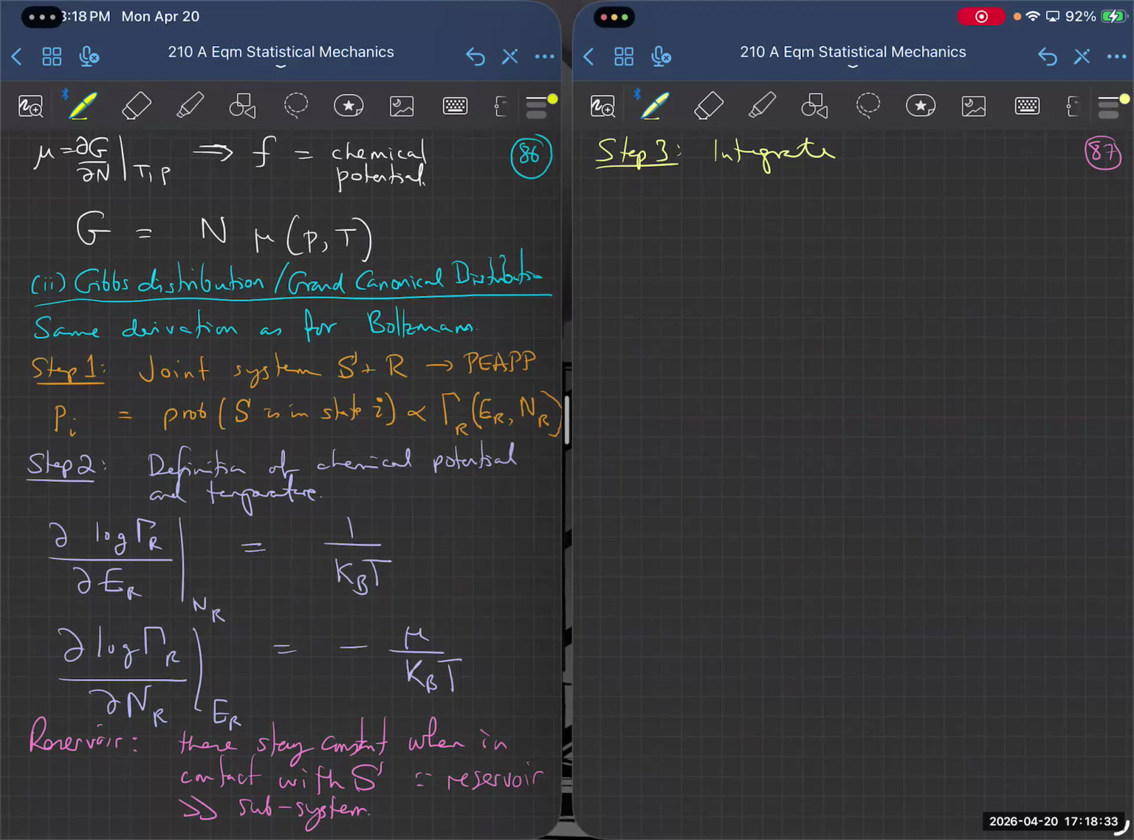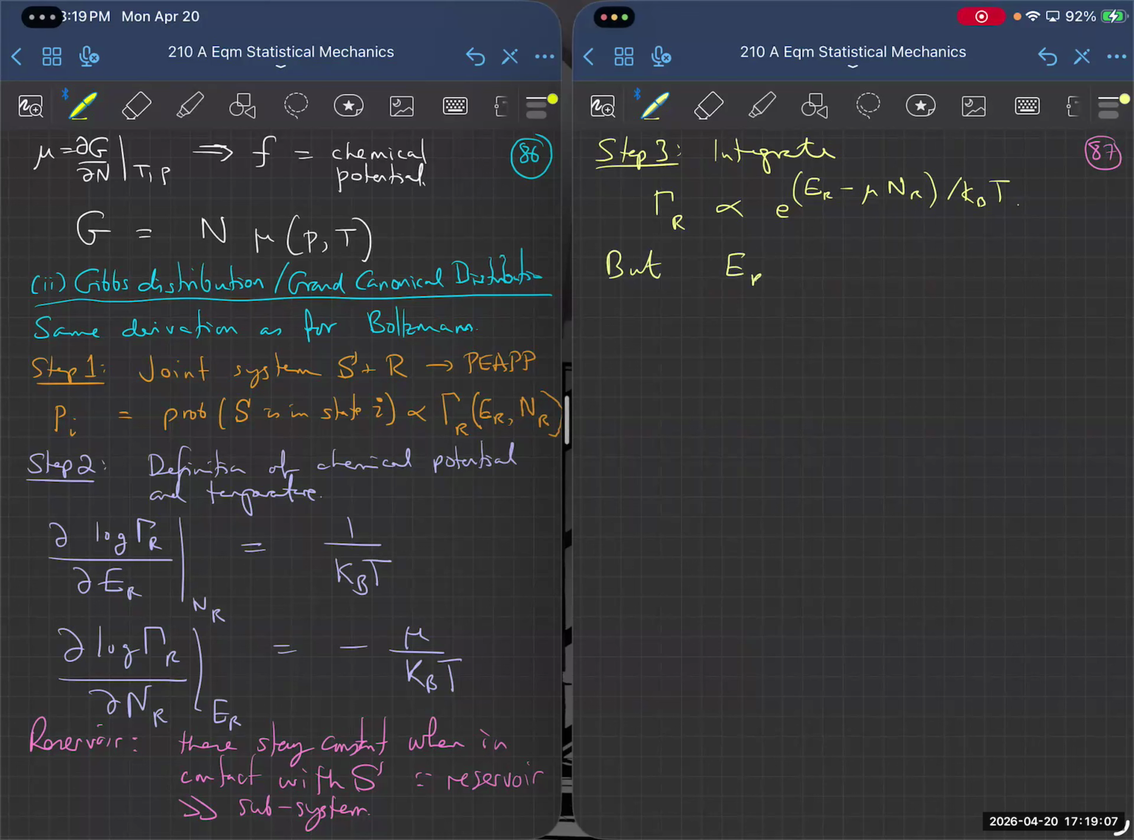If I integrate log gamma with respect to E, it's going to be something, and then there's going to be a constant of integration which can depend on N. If I integrate the one with N, there's going to be a constant of integration which will depend on E. So I have to put them all together. And so if I integrate, then what I simply get is that gamma R is proportional to e to the ER minus mu NR over kBT.